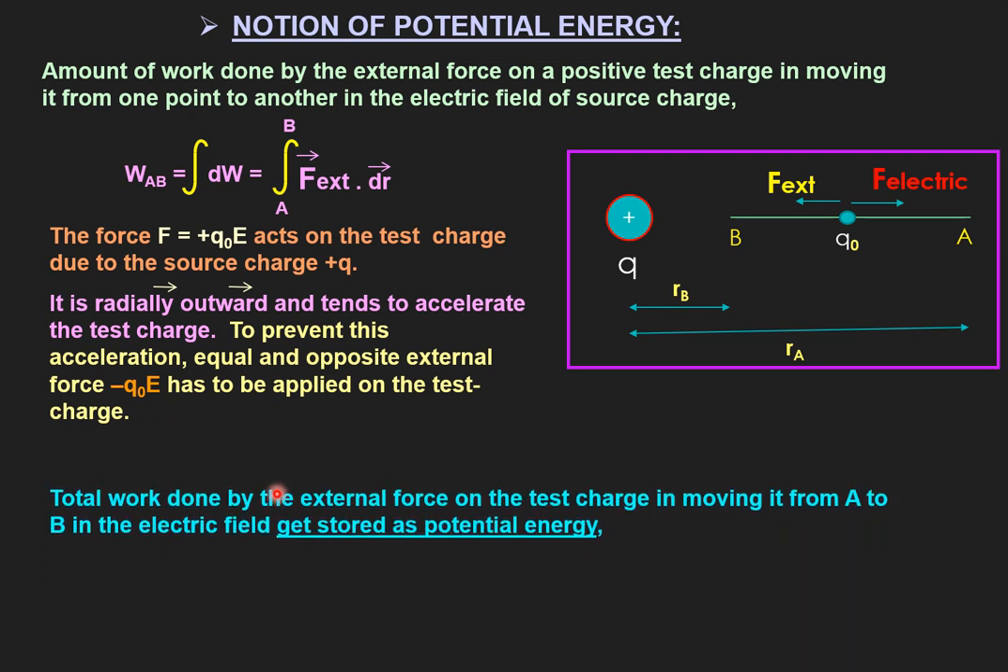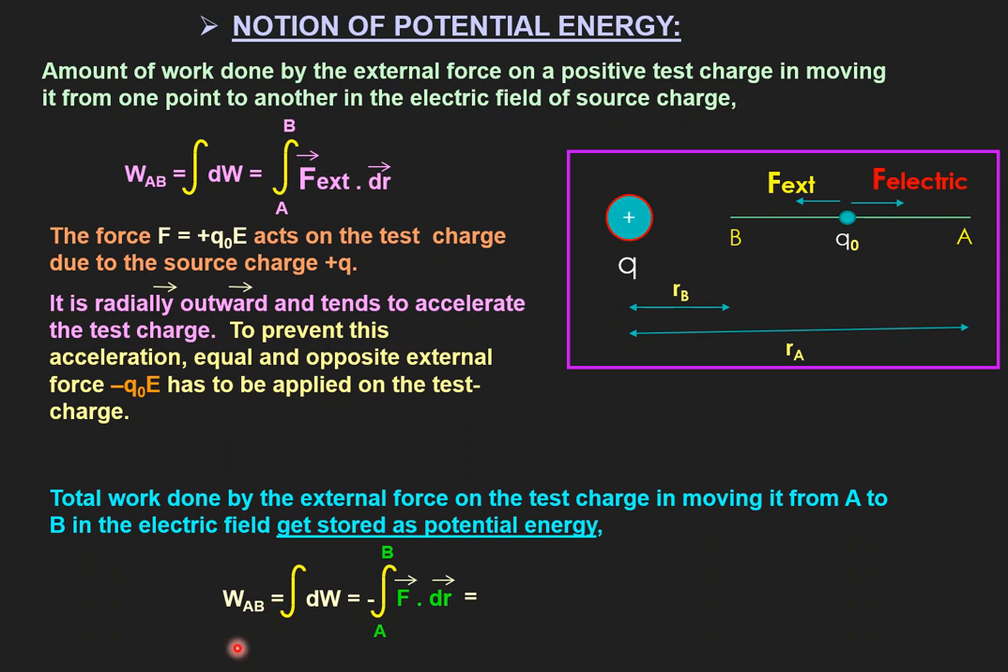Now the total work done by the external force on the test charge in moving it from A to B in the presence of the electric field, without acceleration, gets stored as potential energy. This is the concept of potential energy itself: whatever work we do with the help of an external force in moving the object without accelerating it simply gets stored, or appears, as potential energy of the given system.